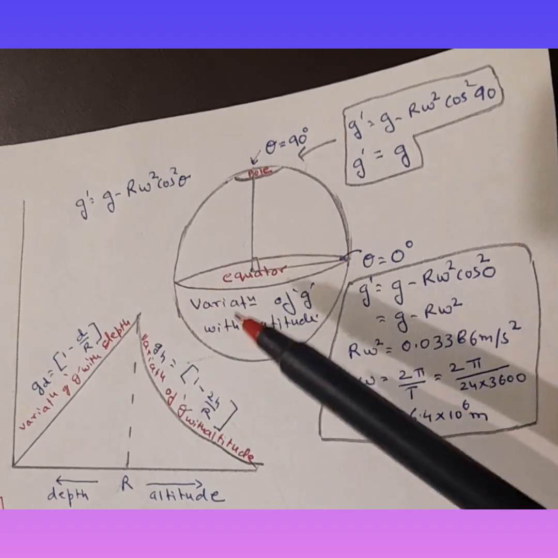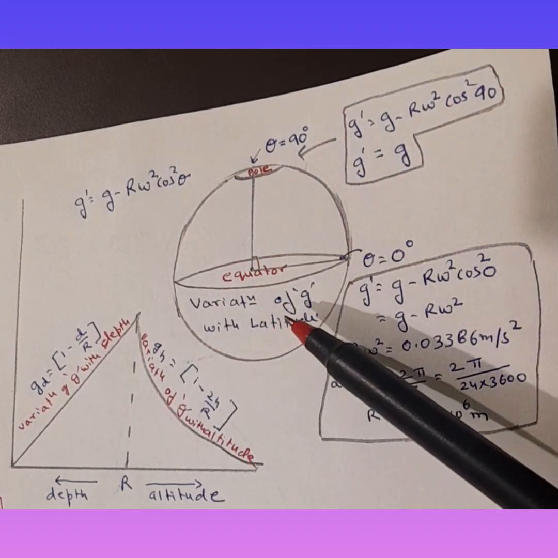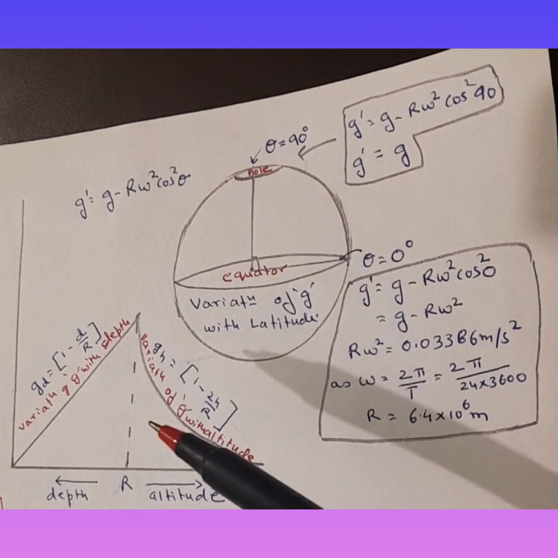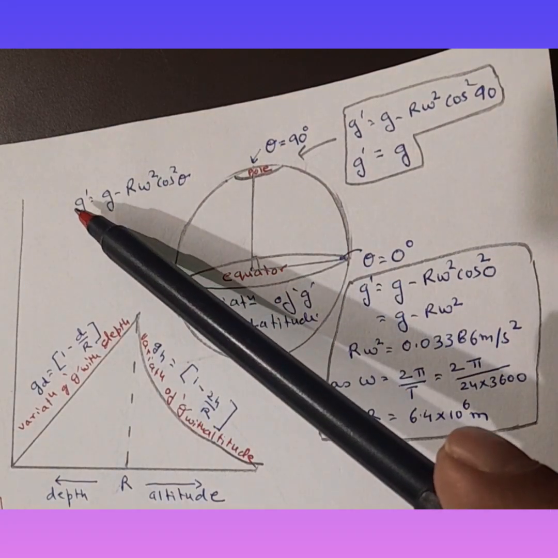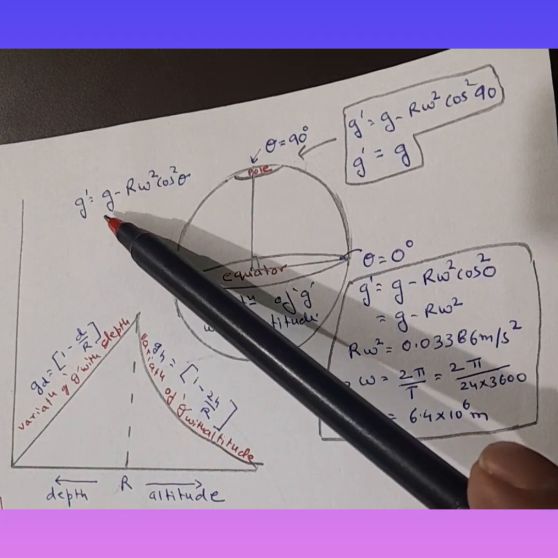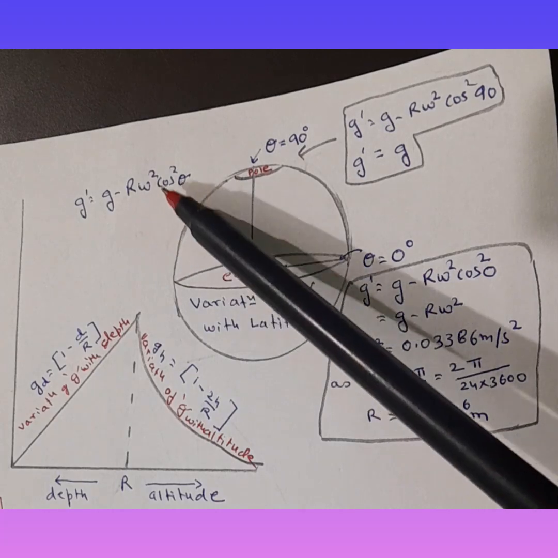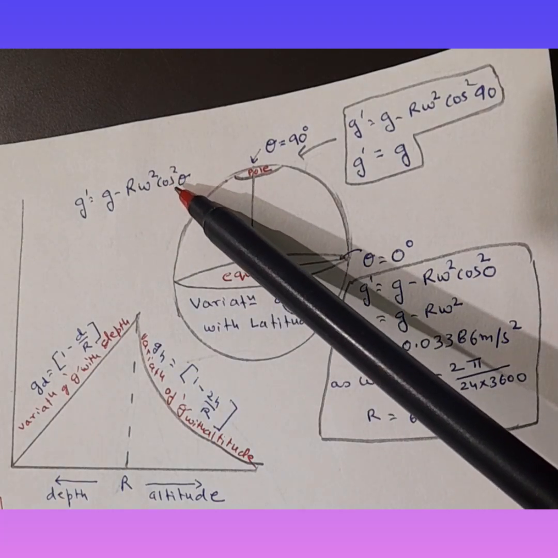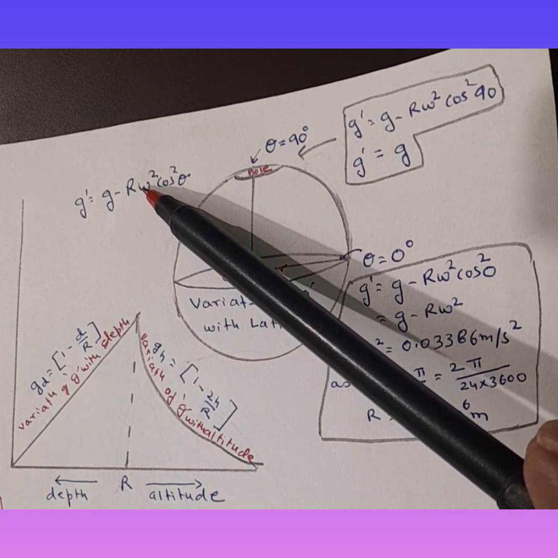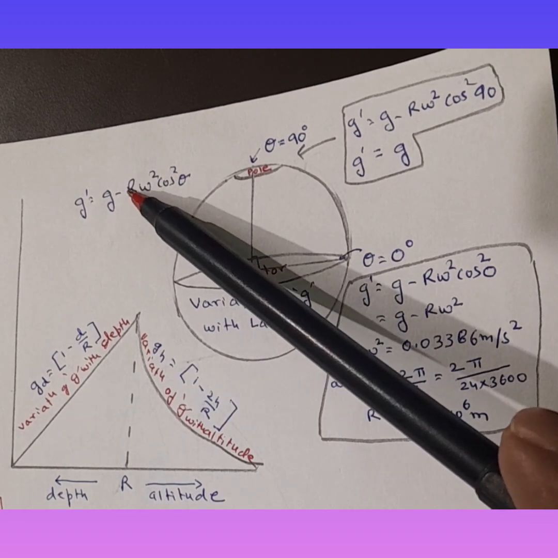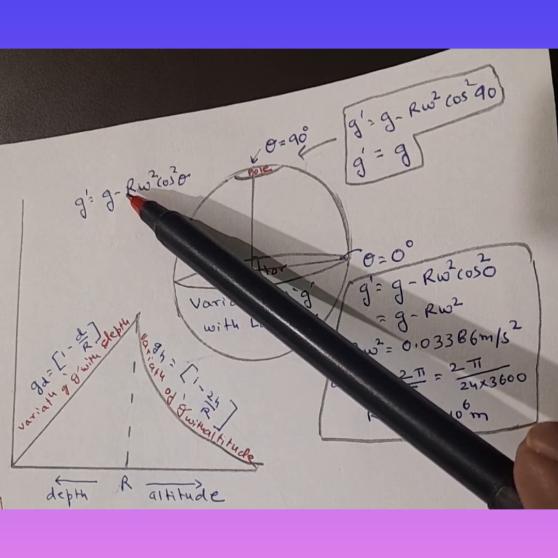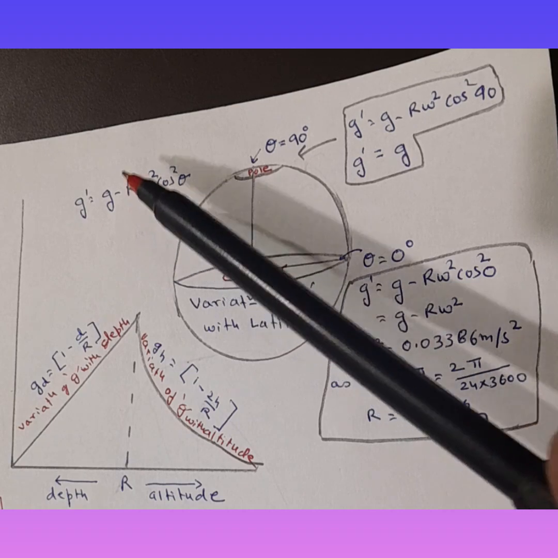Now what about latitude, the variation of g with latitude? The formula for getting g prime, that's the actual g, is equal to g minus R omega square cos square theta. Omega is angular velocity, which we know is 2 pi by T. R is the radius of Earth, which we know is 6400 kilometers, and theta.